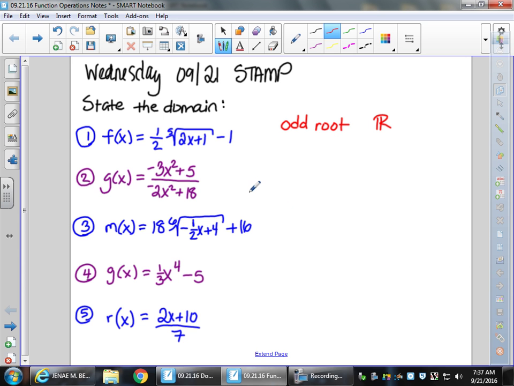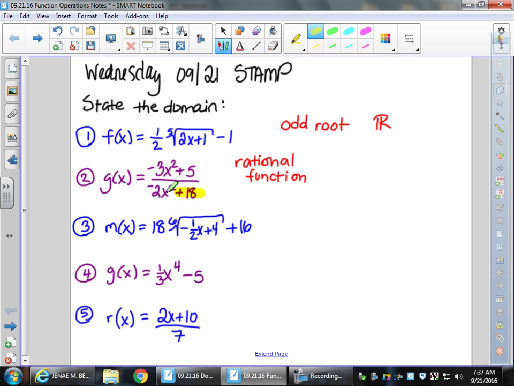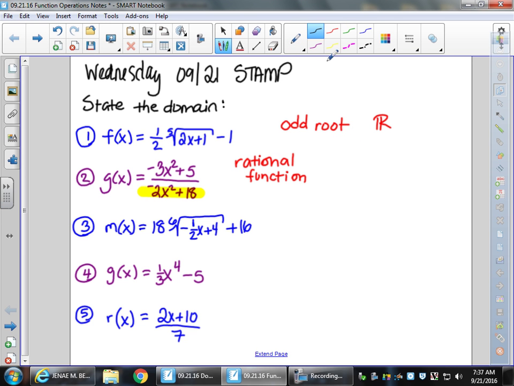Number two. There is a restriction, because what kind of function is this? Rational function. And again, by rational, we just mean that there's x present in the denominator. So what should I be paying attention to when I look at this? Just the denominator. Good. And we're going to take what's in the denominator and do what?